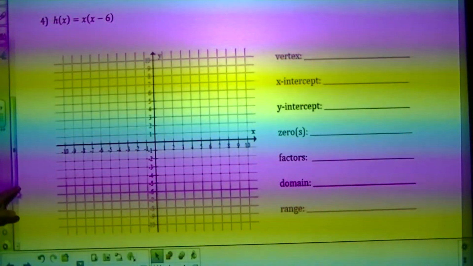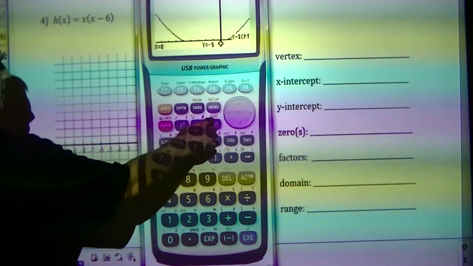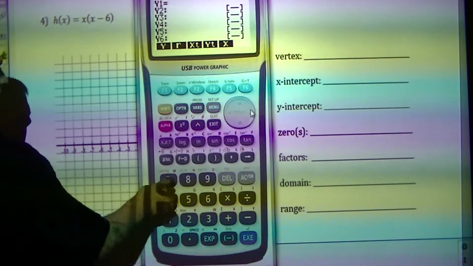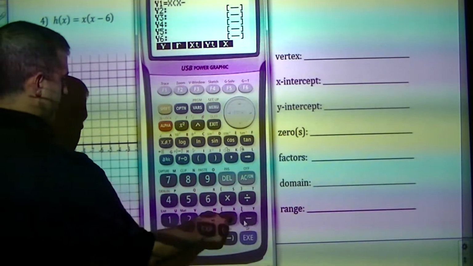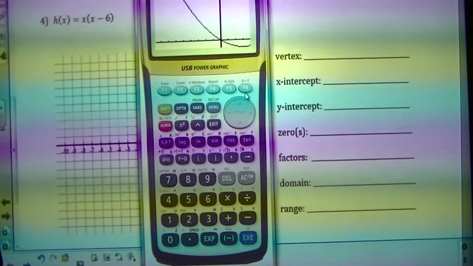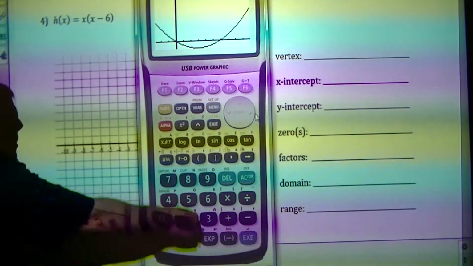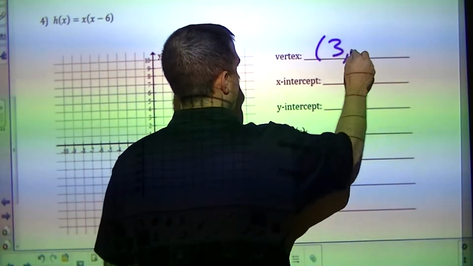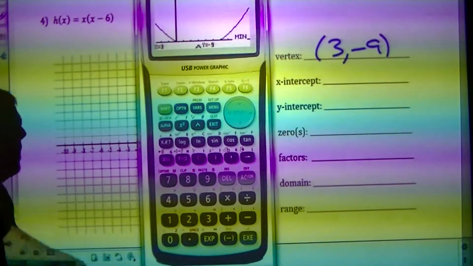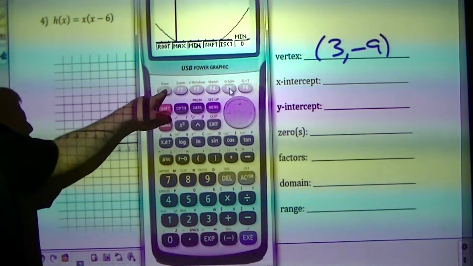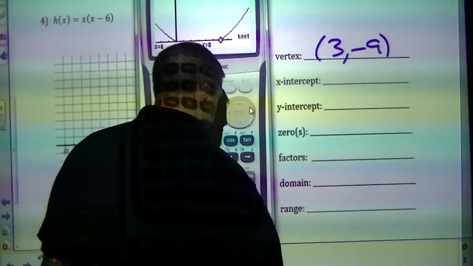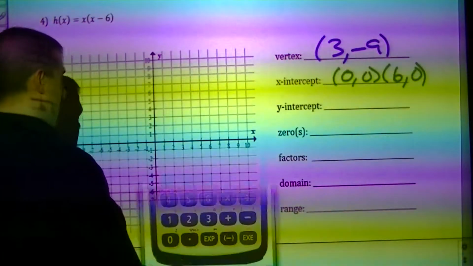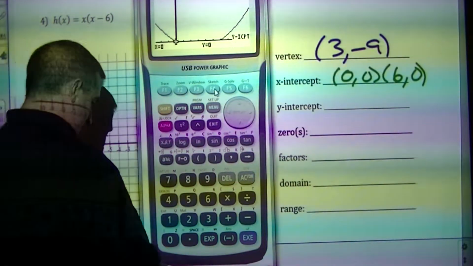All right, another one here, I'm going to go ahead and graph this one. All right, hit exit, and go up and delete that one. X minus 6. Okay, I'm going to move over so I can see it a little bit better. Okay. G-solve, once again, this is a minimum, so 3, -9. Okay. My G-solve, I'm going to find the x-intercept, which is root, which is 0, 0, and 6, 0. Okay. The y-intercept, G-solve y-intercept, is also 0, 0.